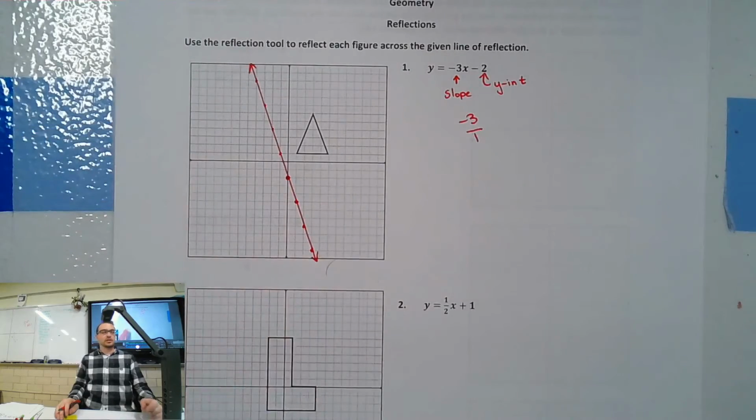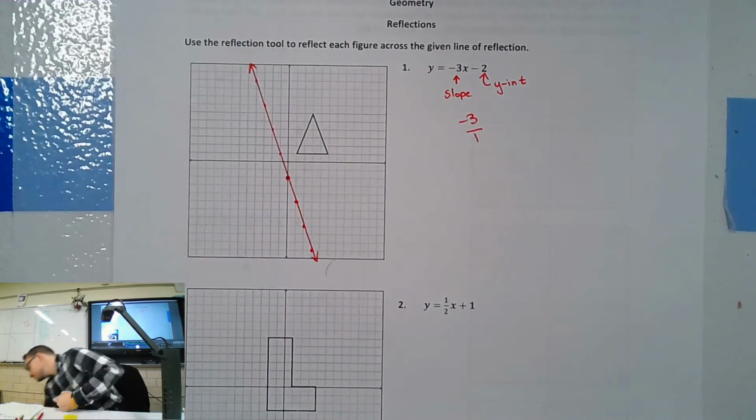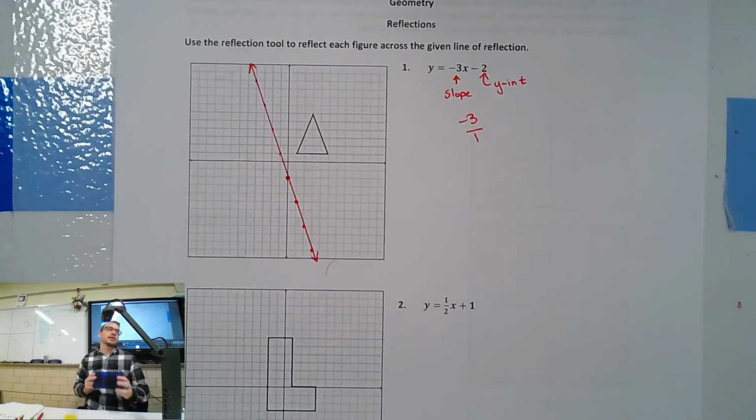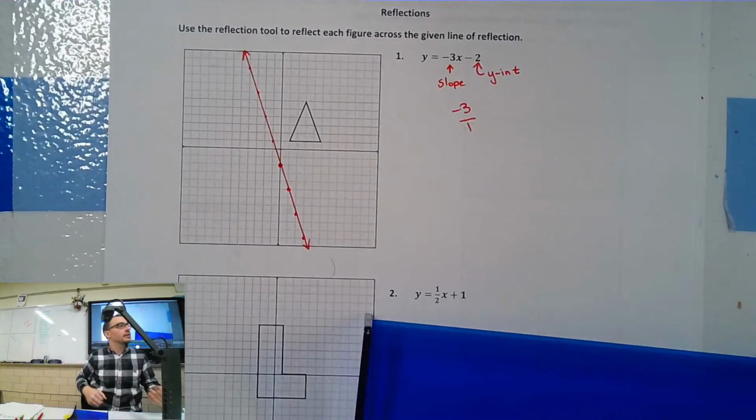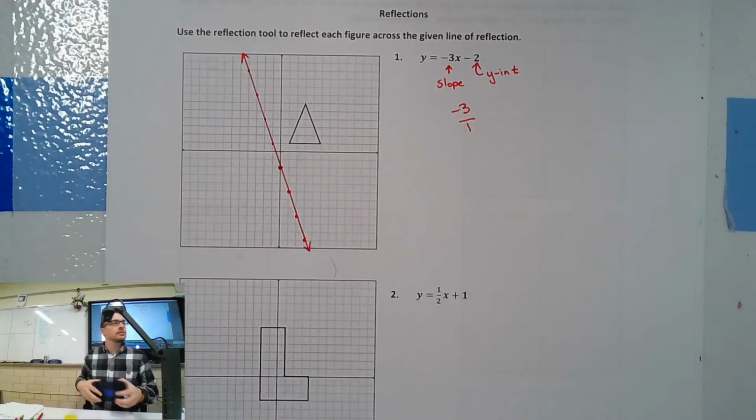So here's our line of reflection. Here's what we're going to do. After you have that line graphed. Do you have that line graphed? Ava, you have that line graphed? Yes? How about Isabel? Ava, take care of that. I put you over there for a reason.